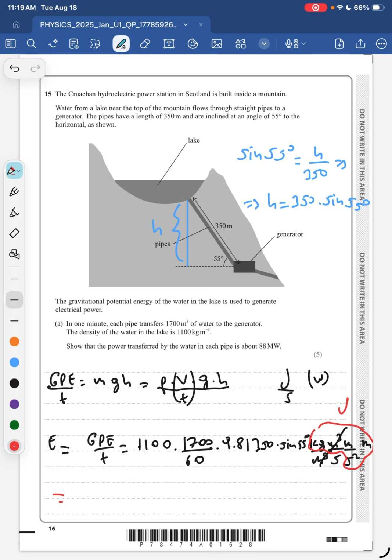Okay, I hope this is clear. So we get 87.7 times 10 to the 6 joules per second, which is about 88 megawatts. Okay, so that's the answer, which matches what they are asking. So let's move on to part B.